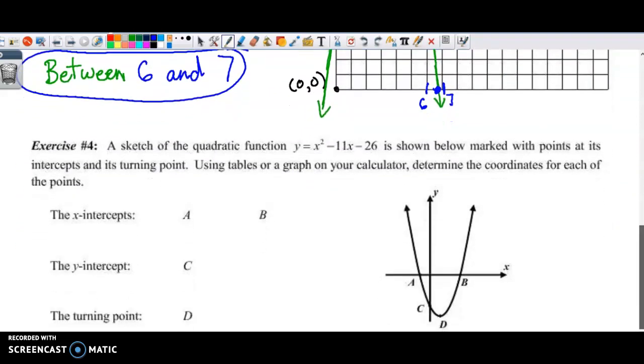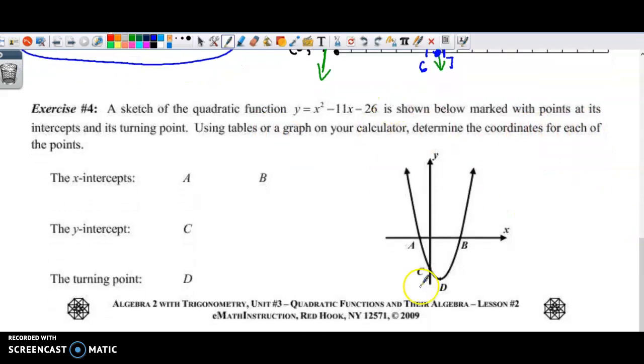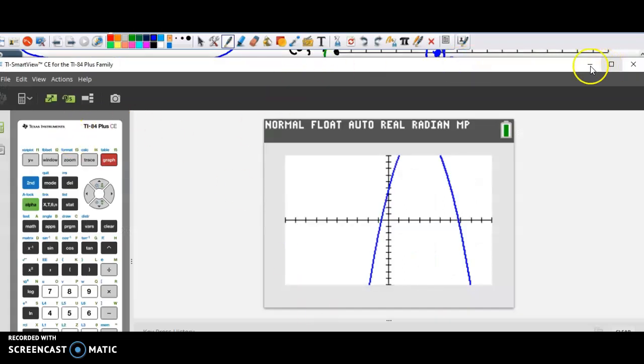And we have a few more things to point out. And we have the sketch of this quadratic, except they don't give you enough information. But they marked a few points, its intercepts, its turning point, and want you to use the tables on a graphing calculator to determine the coordinates for each of these. So we're practicing some more with our graphing calculator and just examining what's going to happen.